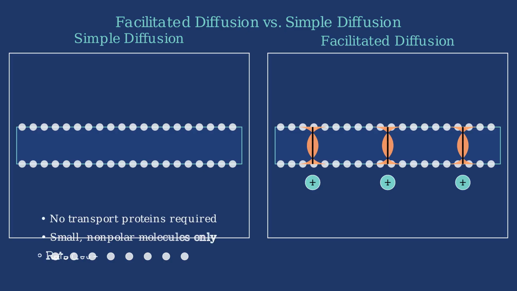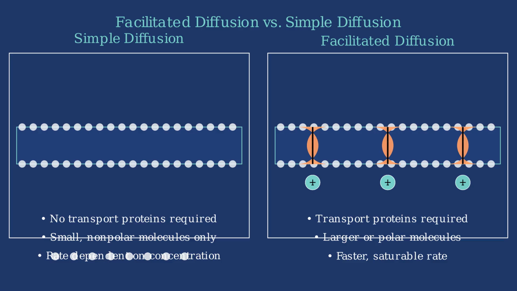Simple diffusion doesn't require proteins and is limited to small nonpolar molecules. Its rate is directly proportional to the concentration gradient. Facilitated diffusion requires transport proteins and accommodates larger or polar molecules. It works faster than simple diffusion, but can become saturated when all transport proteins are in use.